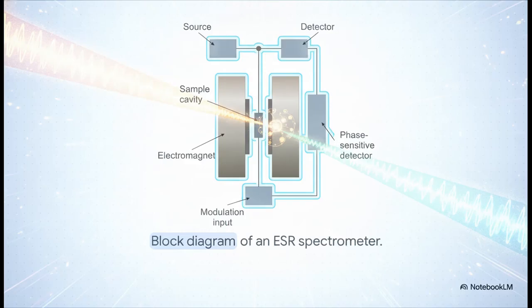The core architecture of the machine is fascinating. We place the sample directly into a resonant cavity that sits squarely between the poles of a massive, powerful electromagnet. At the exact same time, a microwave source, like a klystron or a solid-state generator, beams highly precise, constant high-frequency radiation onto the sample, all while a phase-sensitive detector waits patiently to capture the signal.